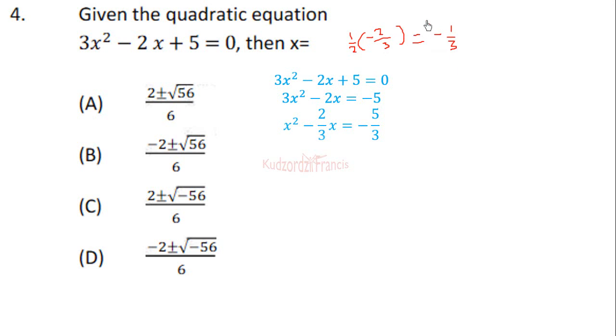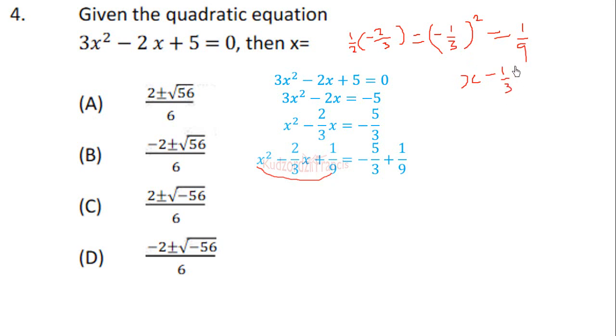So we square this, the result, and add to both sides. So that will be equal to 1 out of 9. So we add 1 out of 9 to both sides to get this. So this is now a perfect square. That is x minus this. That is x minus 1 on 3 all squared.